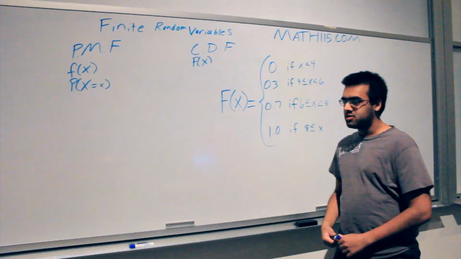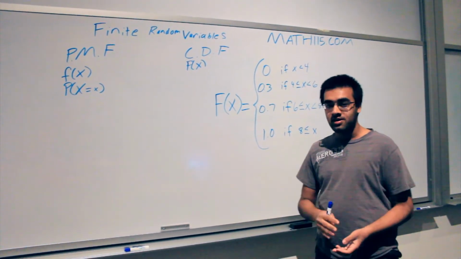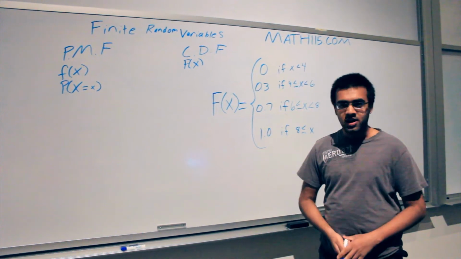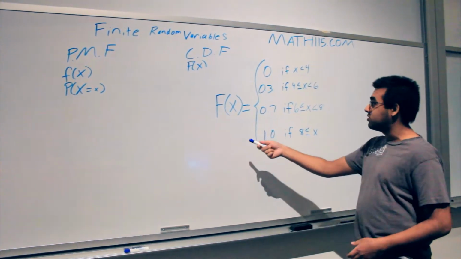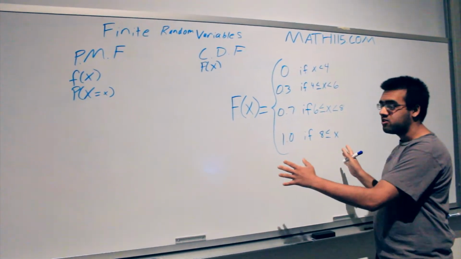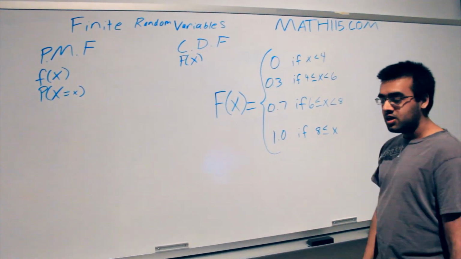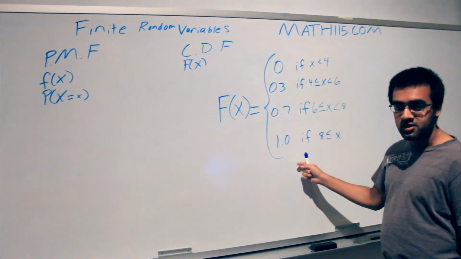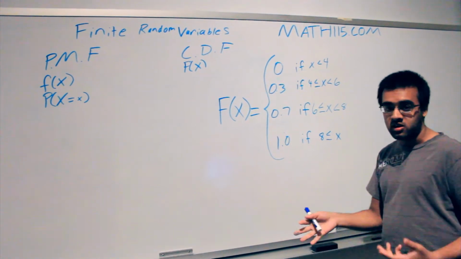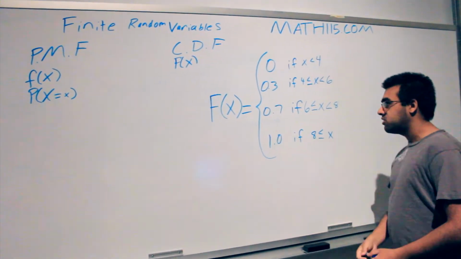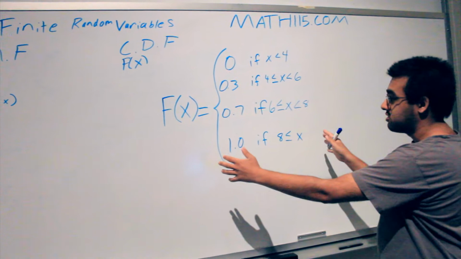Alright, so now you've seen how to go from a PMF to a CDF, but what they'll also ask you is they'll give you a CDF that looks like this in a different format than you're used to. What you'll need to do is figure out what the PMF is off of this CDF, so basically going in reverse. In order to do that, we need to first understand what all this means.